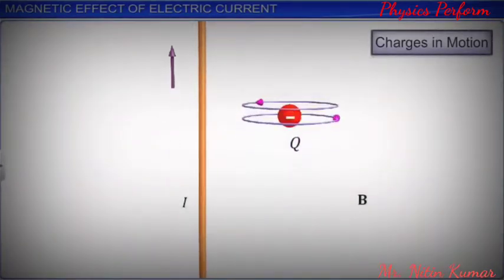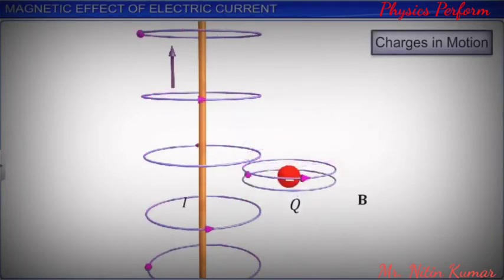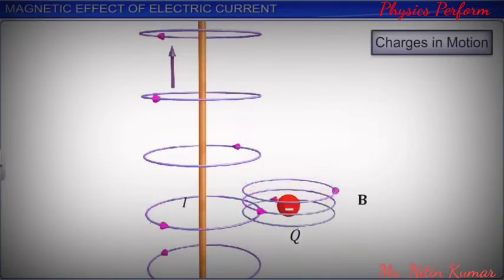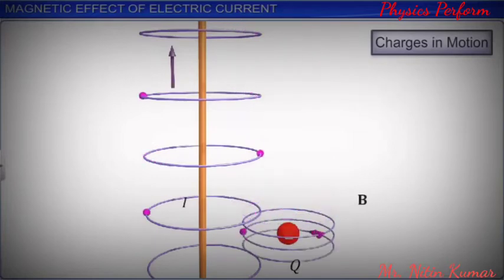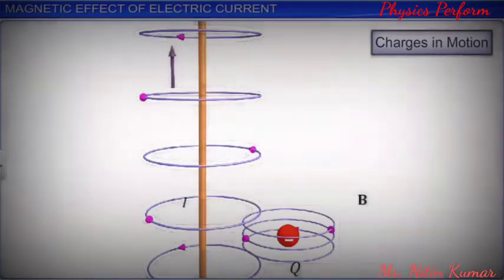Thus, there is a magnetic field due to the current, and this magnetic field interacts with the magnetic field due to the moving charge Q. The interaction between these two magnetic fields causes the charge Q to deviate from its path. Thus, the moving charges produce both an electric field and a magnetic field.